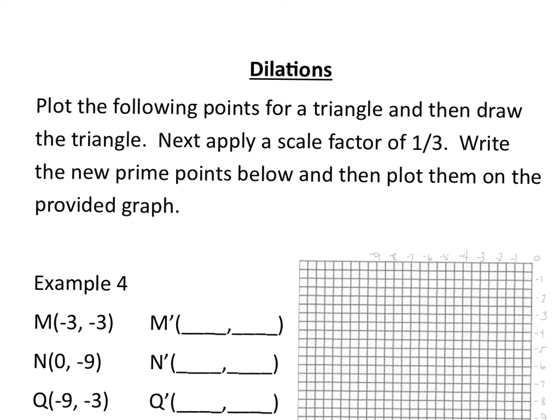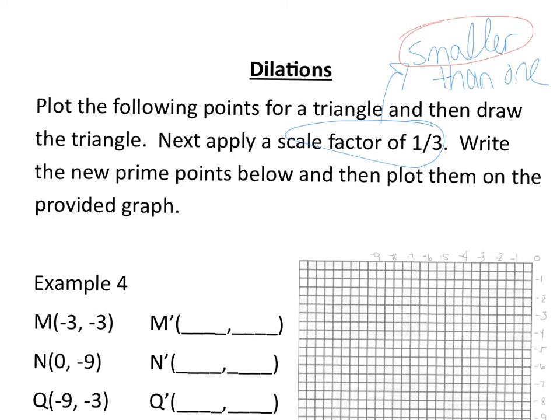So now let's go on to page 12. We're almost there. Example number 4. We are asked to plot the following points for a triangle and then draw the triangle. Once again, notice it says make the points and then connect them. And this time we want to apply a scale factor of 1/3. This is a number that's less than 1. Therefore, that's a good indicator of what's going to happen to our figure.